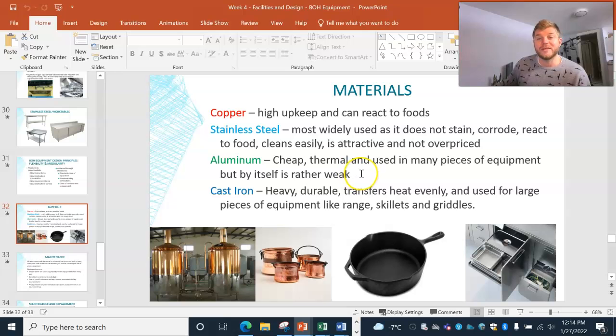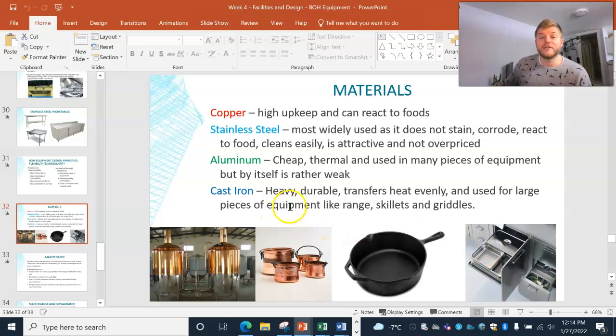It is thermal, so it conducts heat really well, and is used in many pieces of equipment, but can be very weak. So depending on what you're looking for, you'll see a lot of inserts that are aluminum, and you'll see a lot of inserts that are stainless steel. And by insert, I mean something like this that goes into a drawer.